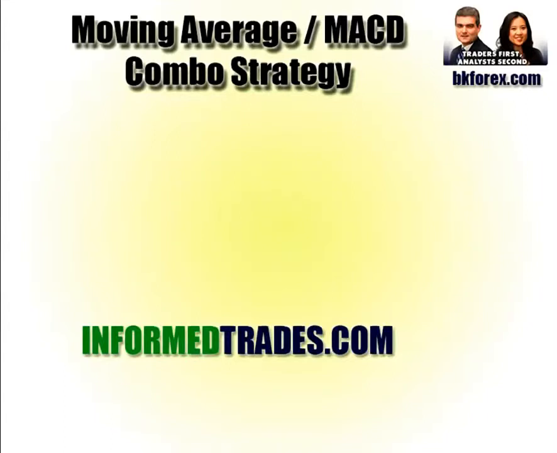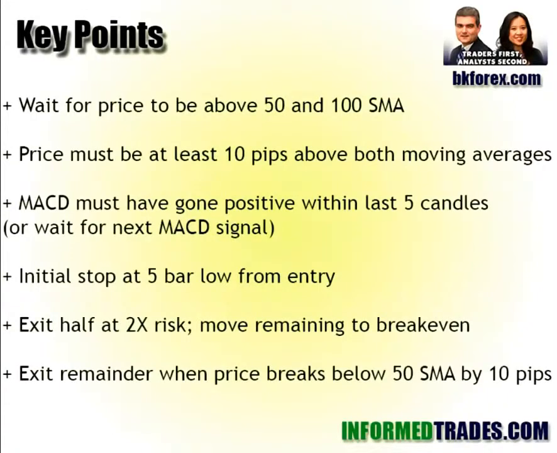Okay, the key points or the basic rules of this strategy: you want to wait for price to be above the 50 simple moving average and the 100 simple moving average. The price has to be above both of them. Not only that, but price must be at least 10 pips above both of them. So whichever one's higher, 50 or the 100, 10 pips above that one. MACD must have gone positive within the last 5 candles. If it hasn't, you simply want to wait for the next MACD signal.